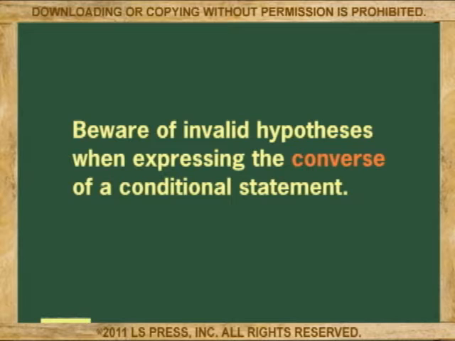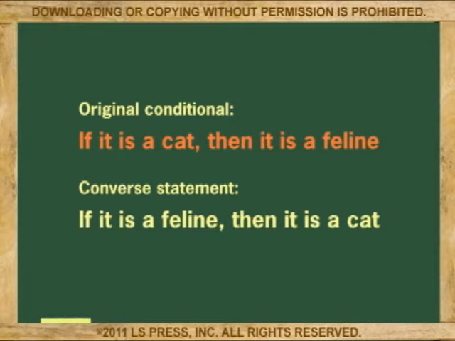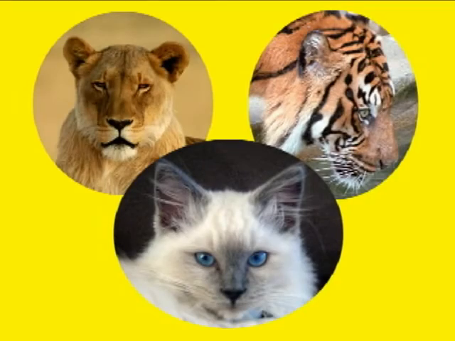For example, using the cat again, we said that if it is a cat, then it is a feline. This is true. However, the converse, if it is a feline, then it is a cat, is not necessarily valid because a lion and a tiger are also felines.